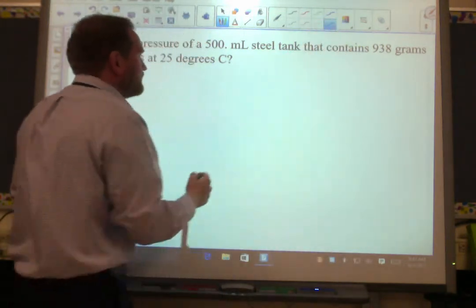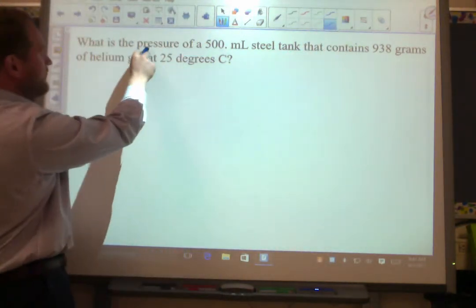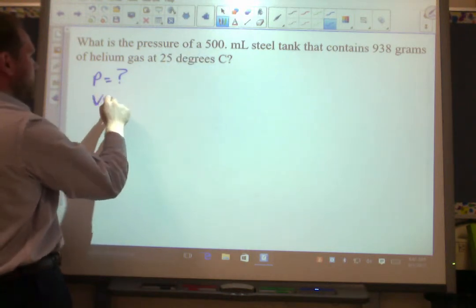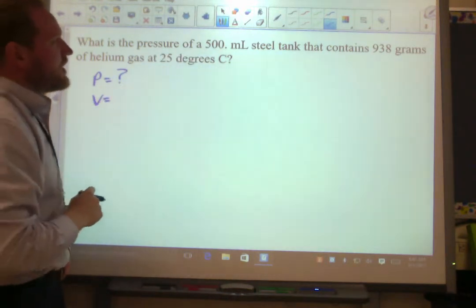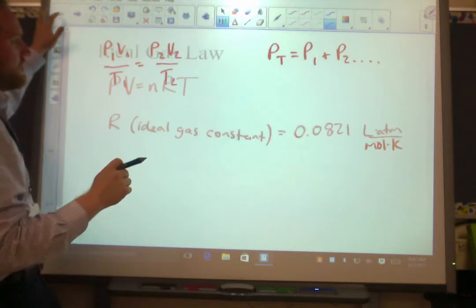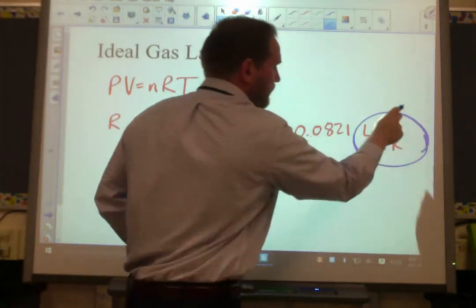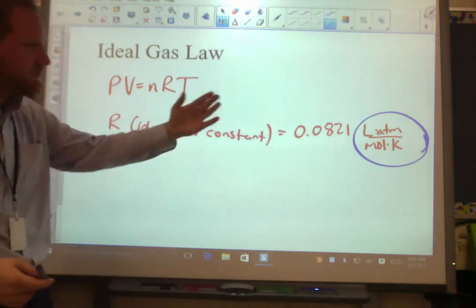Let's write it out. So we're looking for the pressure. So that's what we're looking for. The volume is 500 milliliters. But keep in mind, when we're using this value of R, you have to use these 4 units. It only works if you use these 4 units.